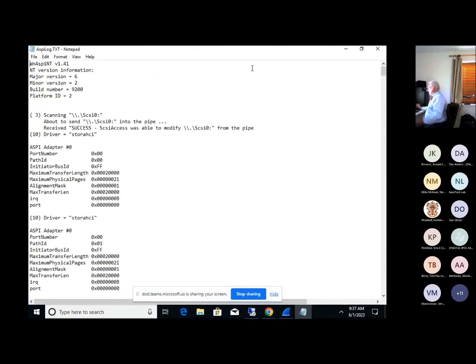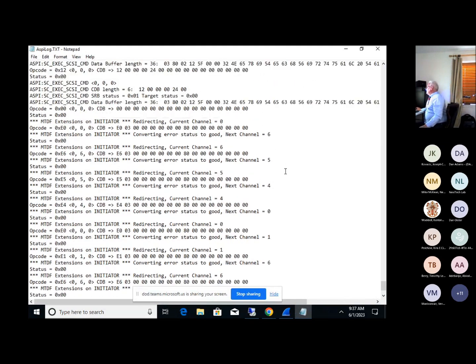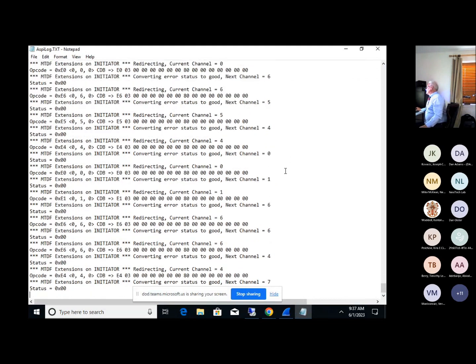I'm starting up a log here, which is going to show us the current channel that was being used and the next channel. And it jumps around randomly from one channel to the next. That's one dimension of the moving target defense that I spoke about. And you'll see here that these are the read commands. It's going to next channel 6540, 1664, something along those lines.